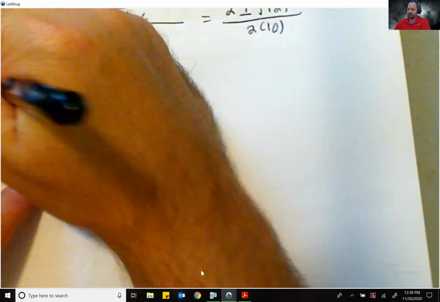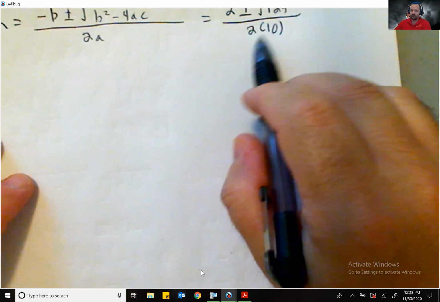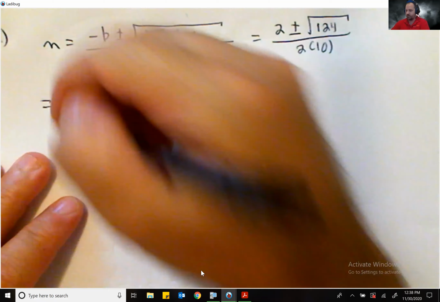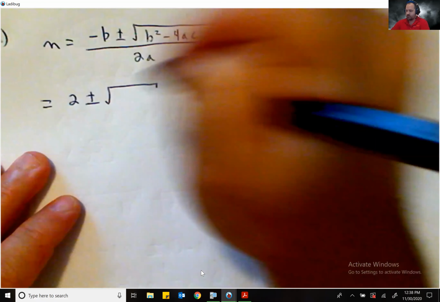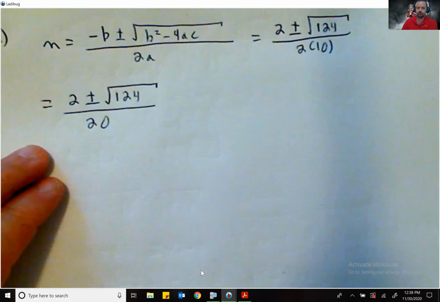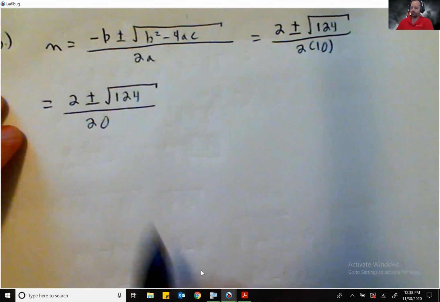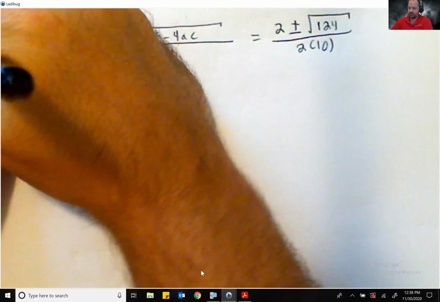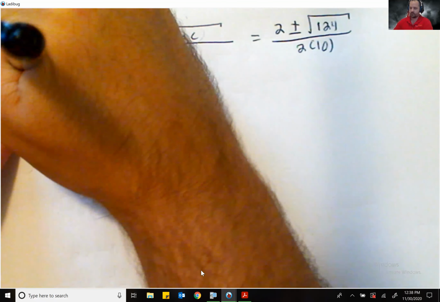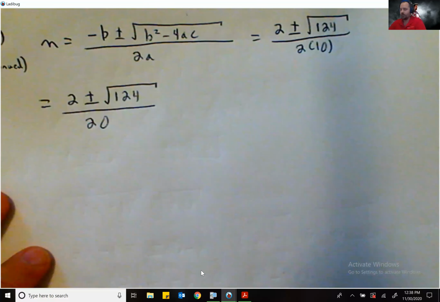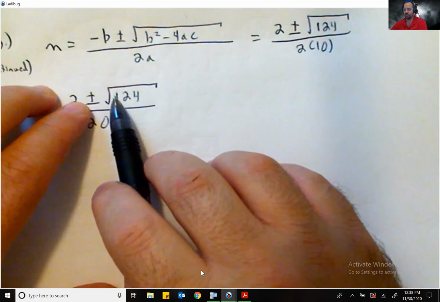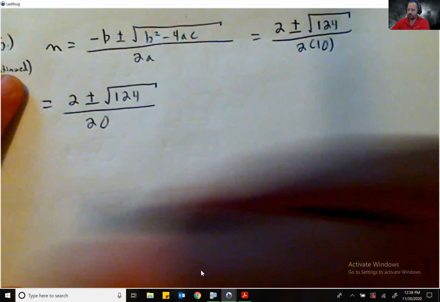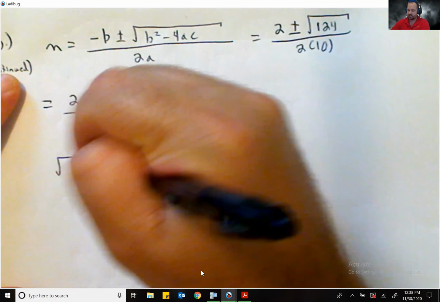So simplifying some stuff down, 2 times 10 is 20. So we've got 2 plus or minus the square root of 124 all over 20. All right. So now we have a little bit of cleanup. First thing, we need to break down the radical of 124. So we need this to reduce.